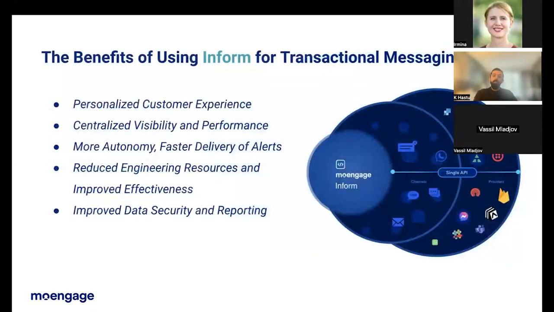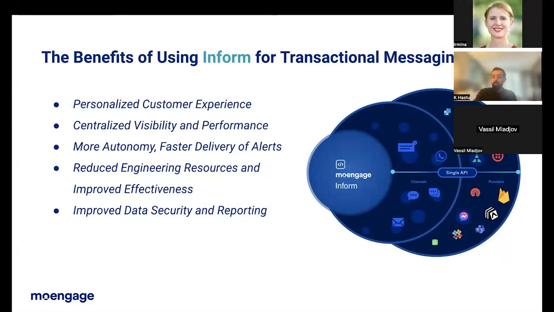And what that means for you and what that means for your customers is a very personalized customer experience that is not just limited to the promotional messages that they receive, but it extends to any communication, including transactional communication. What it means for you also is centralized visibility of all the messages that you've sent a user, and be able to not just look at the promotional messages you've sent them, but also the kind of transactional communications they receive from you and how those transactional communications have performed. It gives you more autonomy to change content, manage templates, and ensure faster delivery of your alerts.